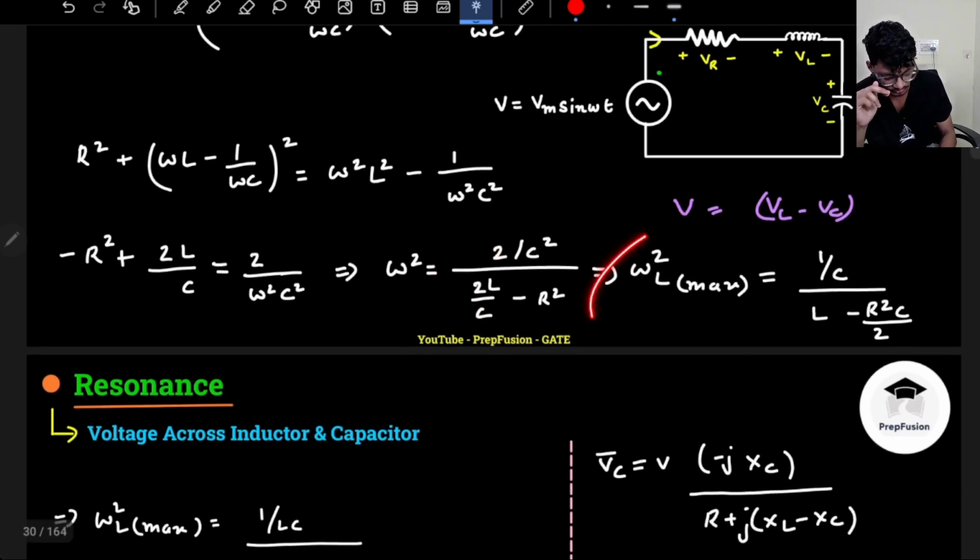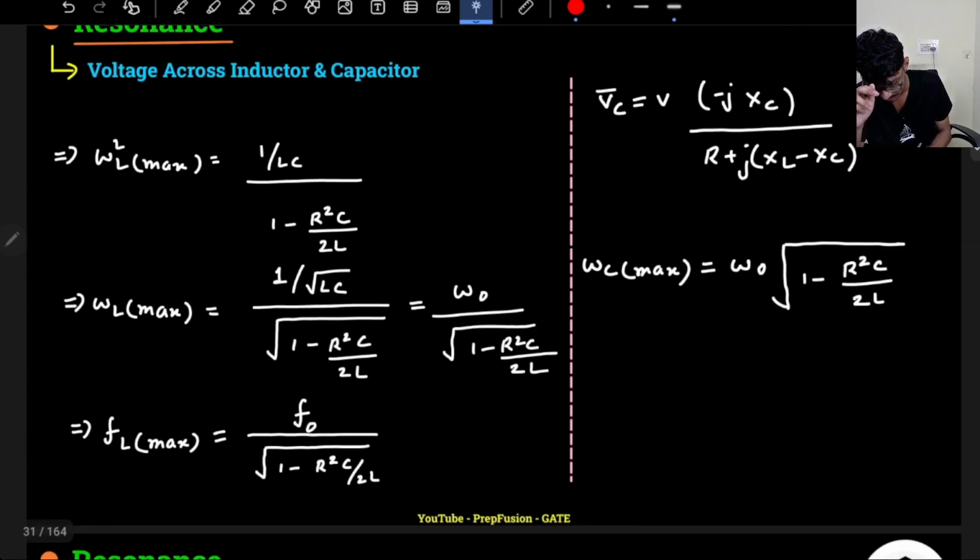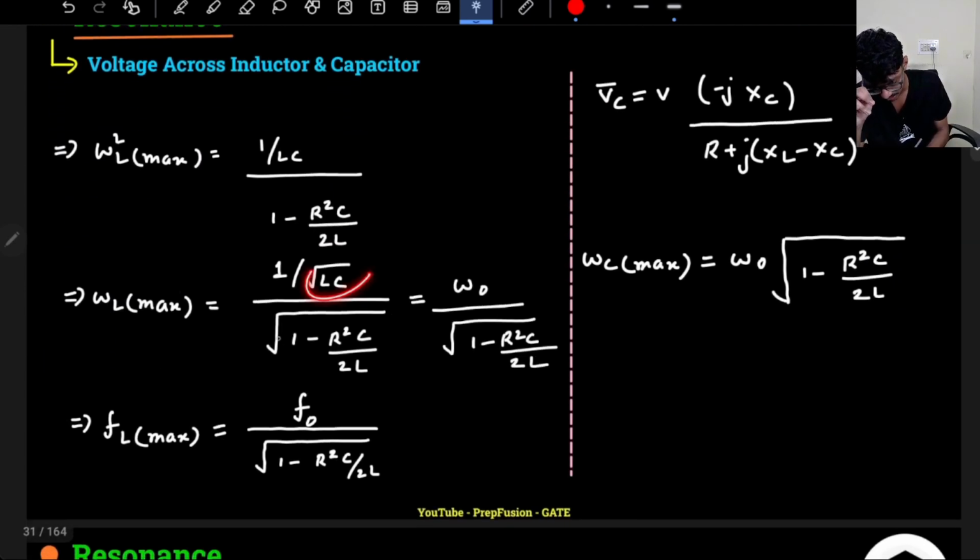So this can be rearranged. If you rearrange, it will be omega L max equals 1 by under root LC, divided by under root 1 minus R square C by 2L. So this is omega naught.